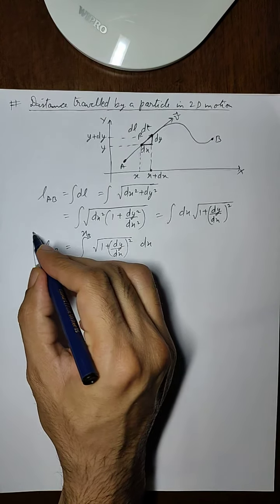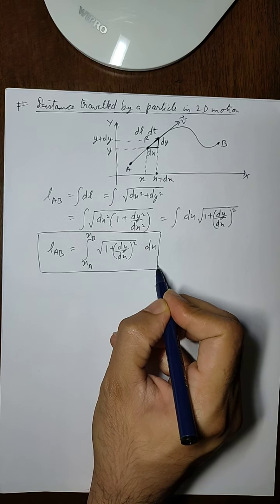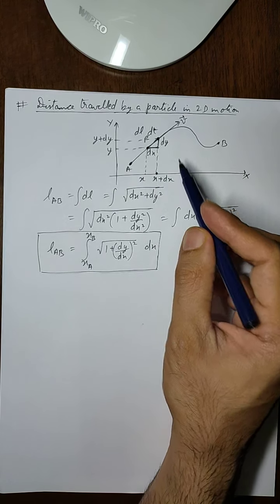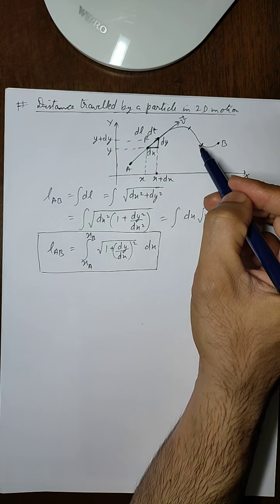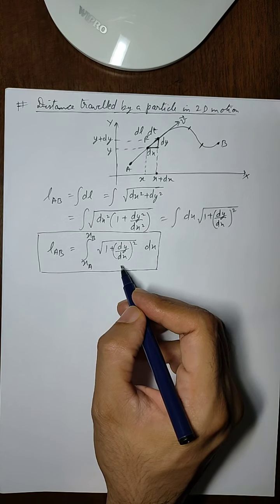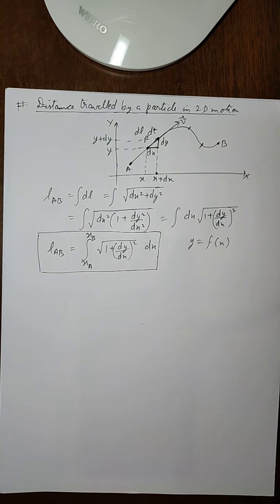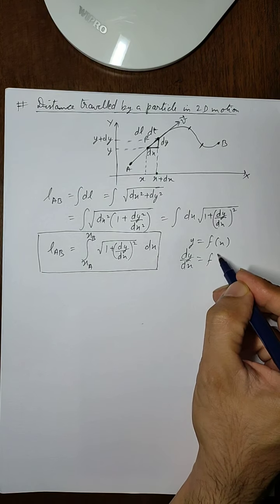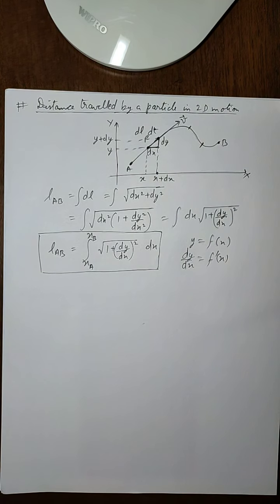Now this will be your equation. This is a very important equation and it can be used directly to find the distance between any two points A and B. It's not just between the initial and final point; even for the entire path between A and B, we can use this formula to find the actual path length. Here dy by dx, as we know, if the trajectory is given as y equals f(x), then we can easily find dy by dx by differentiating this. We will find dy by dx, put it here, apply the limits, and we will be able to find the total path length.